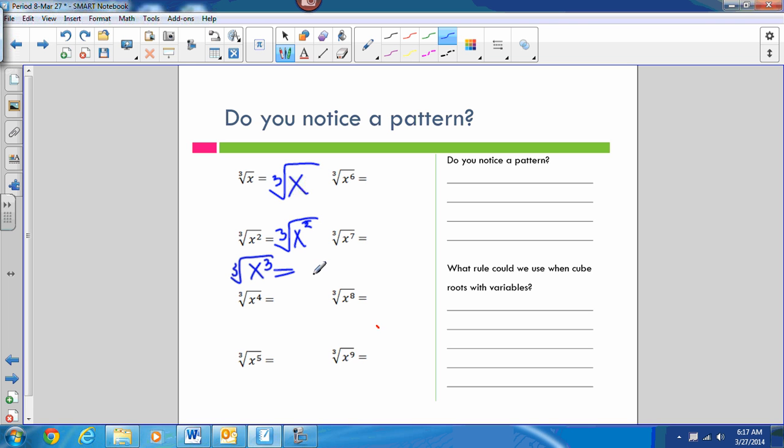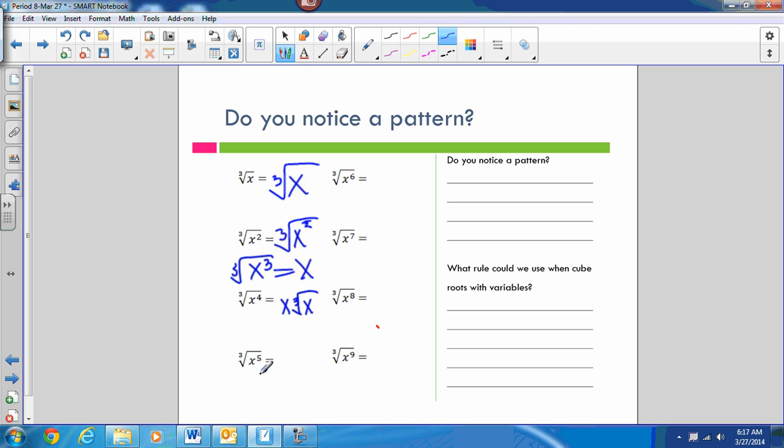Cubed root of x to the third simplifies to just x, right? The cubed root and this cube will cancel. Here, if I have x to the fourth, how many groups of 3, or how many triplets, can I kick out? That's right, I have 1 triplet, but I still have 1 left over inside the radical.